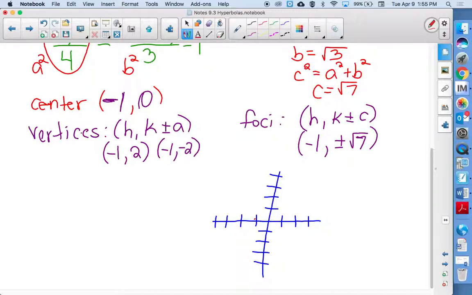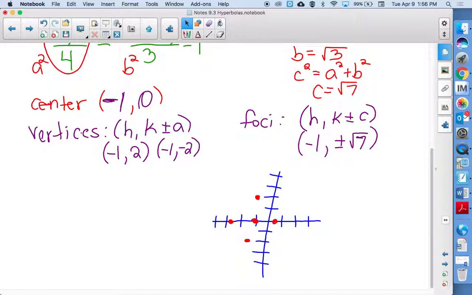So the center is at negative 1, 0. A is 2. So if I go from my center up 2, that gets me that negative 1, 2. Down 2 gets me the negative 1, negative 2. That's my A. Now I'm going to go alphabetical. B goes the opposite direction. That's the conjugate axis. And it's the square root of 3, which is a little less than 2. So going back to the center, a little less than 2 to the left, a little less than 2 to the right.